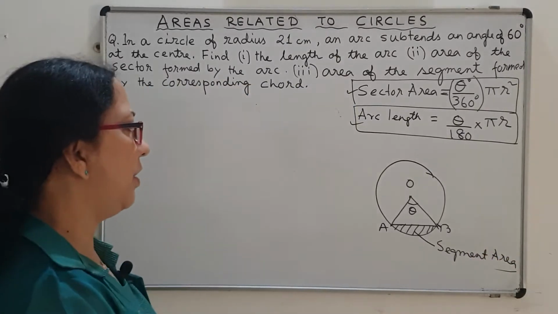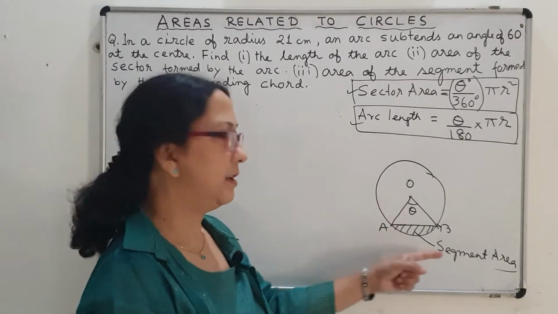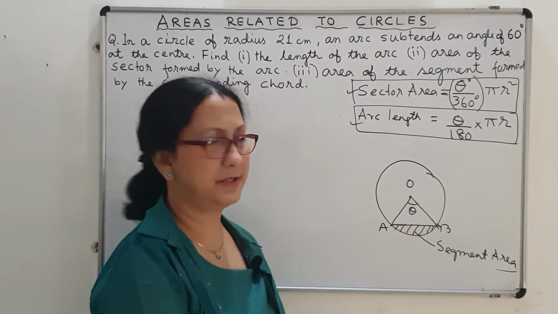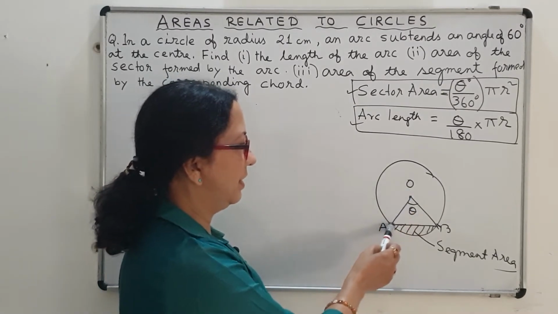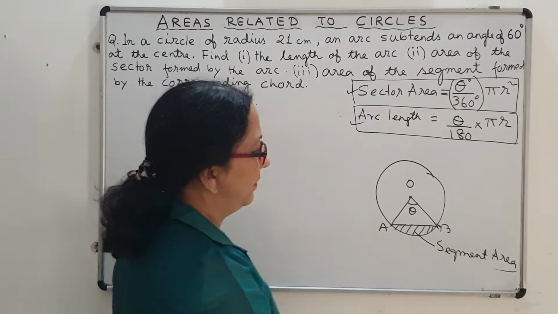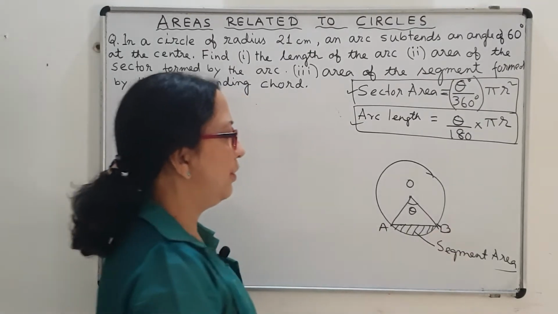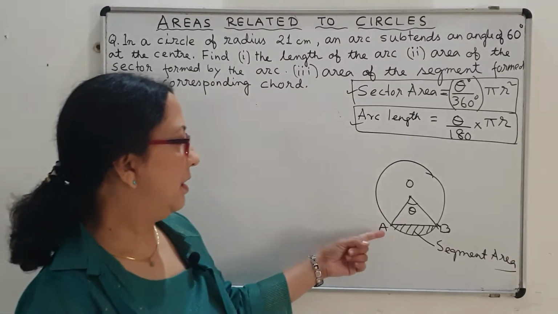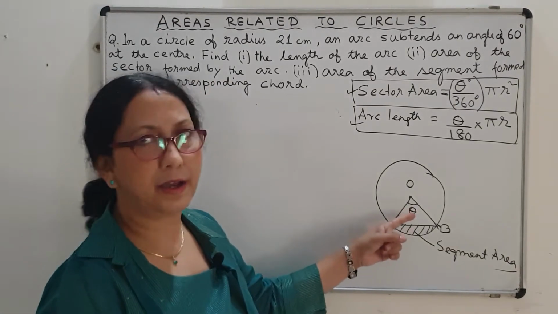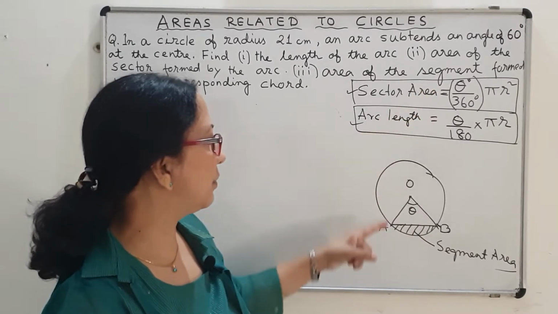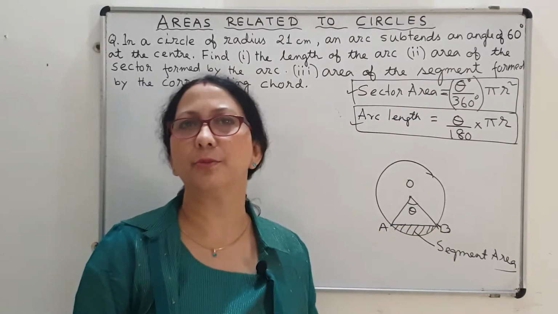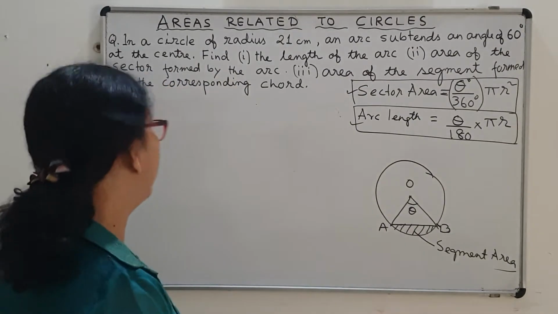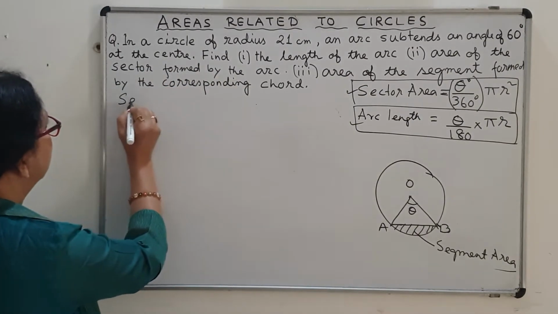So actually, if I know the sector area, then I can find out the segment area simply by subtracting the area of this triangle OAB from the sector area. So that's why for segment area we don't have any formula. What we do is find the sector area corresponding to the angle theta by this, and then calculate the area of the triangle by any geometrical method you have learned so far. Then we subtract.